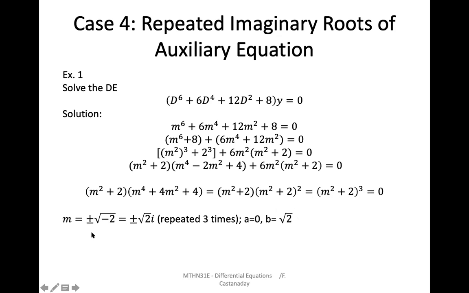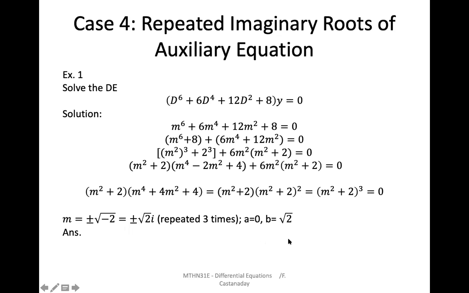So we have plus or minus square root of minus 2. And square root of minus 1 is equal to i. So you now have plus or minus square root of 2 times i. And this is repeated thrice, again because of this power 3 here. Taking note that a is not present in this root, a is 0 and b is square root of 2.